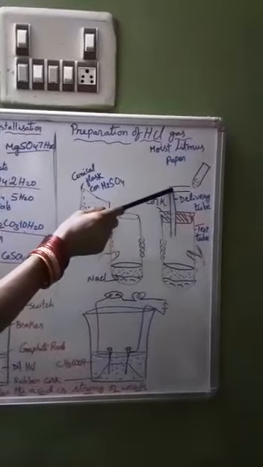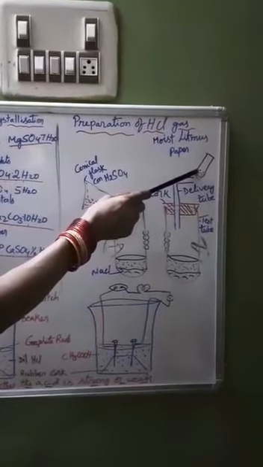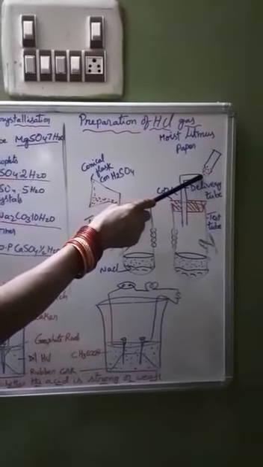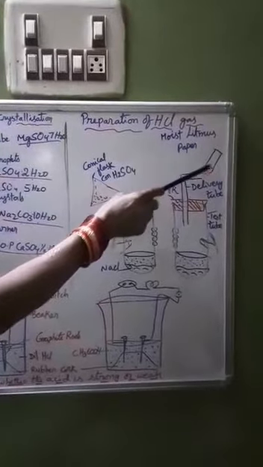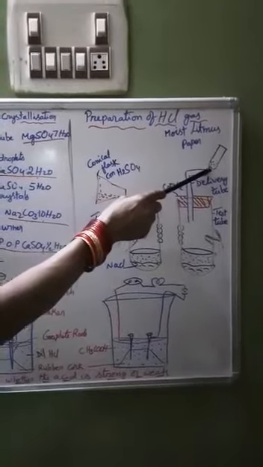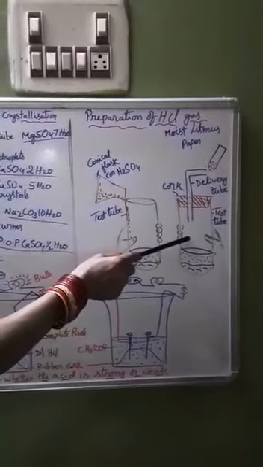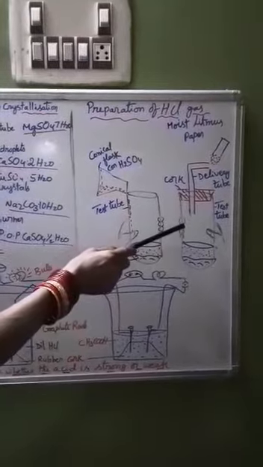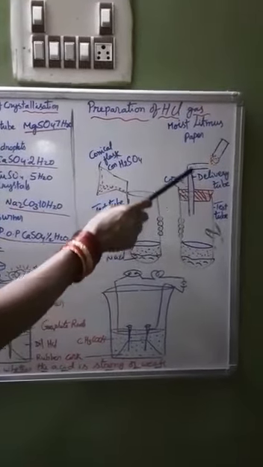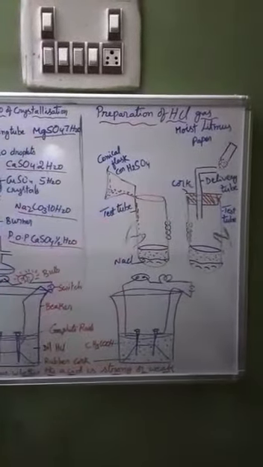When the gas starts coming out through this end, if you keep any dry blue litmus paper, it will not show any color change. If you test the gas with wet or moist blue litmus paper, it changes into red color. This experiment indicates that the aqueous solution always releases H positive ions. They are the ones capable of changing blue litmus paper into red color.